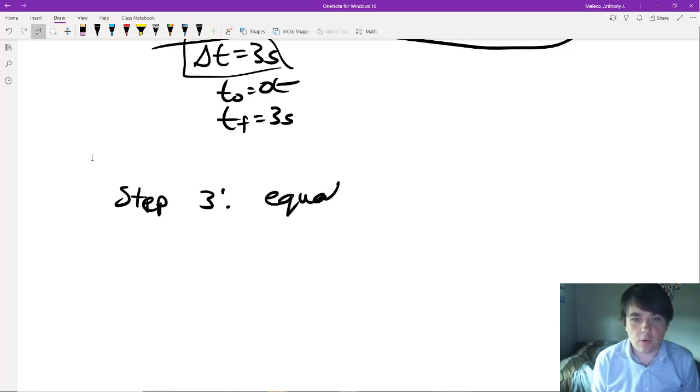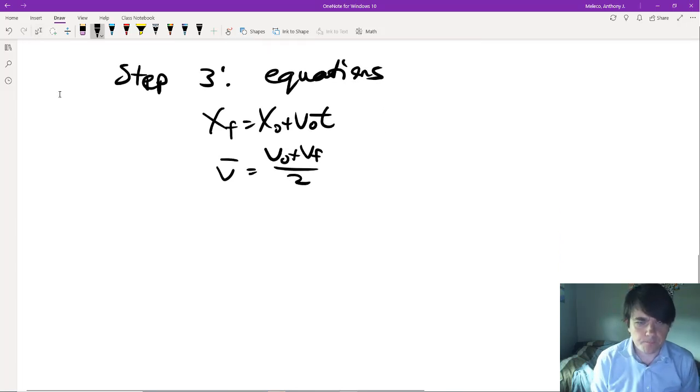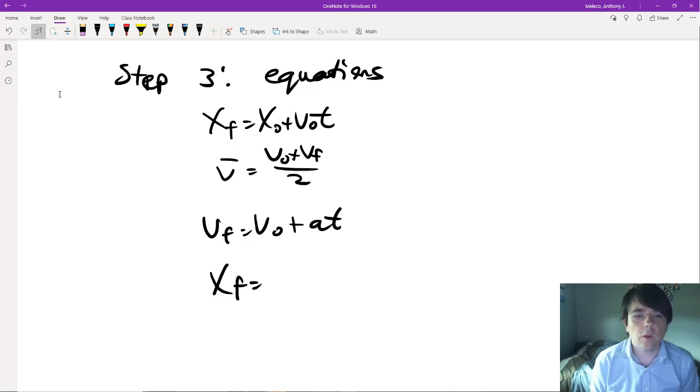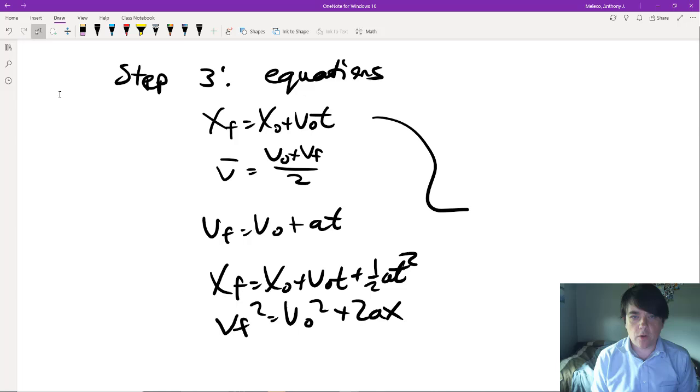Step 3, equations. Okay, so we need to pick an equation that makes sense. We have several equations to pick from. We have x final equals x initial plus v naught t plus 1/2 at squared, and we have v final squared equals v initial squared plus 2ax. These were all the equations.